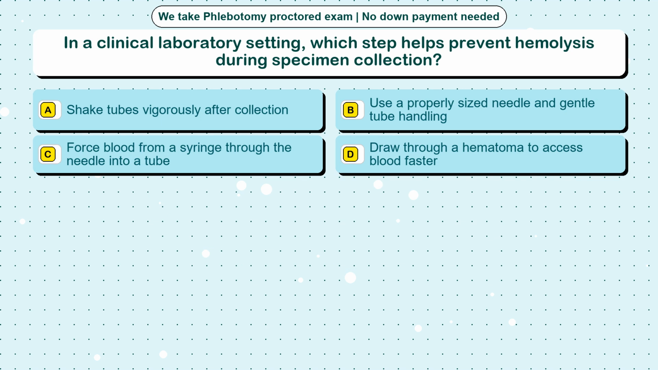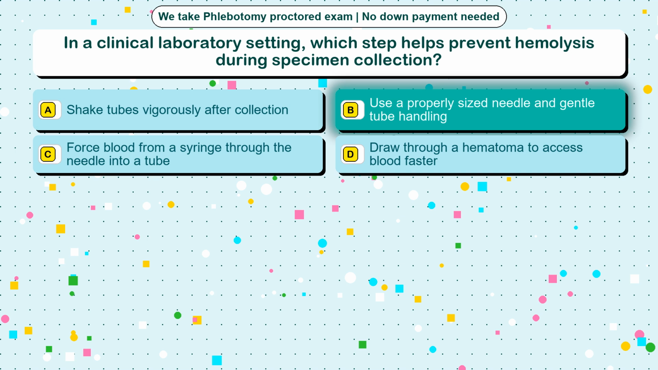Question 1. In a clinical laboratory setting, which step helps prevent hemolysis during specimen collection? Option A. Shake tubes vigorously after collection. Option B. Use a properly sized needle and gentle tube handling. Option C. Force blood from a syringe through the needle into a tube. Option D. Draw through a hematoma to access blood faster.